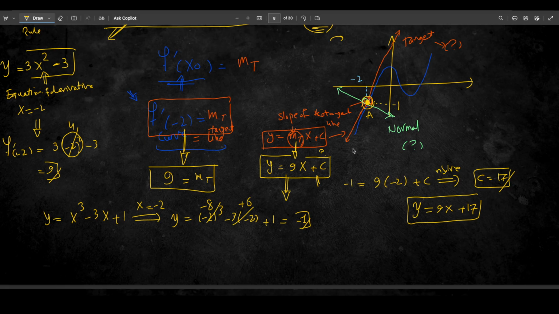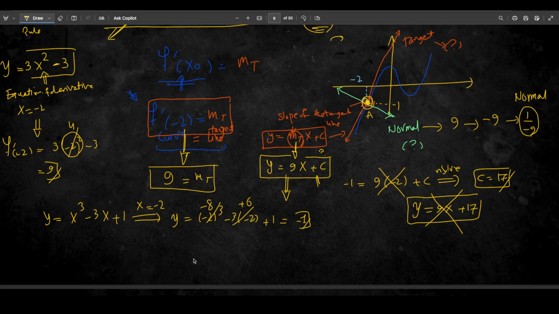Literally everything is the same. The only thing is that you don't need to do this step. You have the point. You need to find the coordinates of point A. However, what you know about the normal line is that the slope of the normal line is the minus reciprocal of the tangent line's slope. What is the slope of the tangent line? 9. So the minus reciprocal is going to be the slope of the normal line.